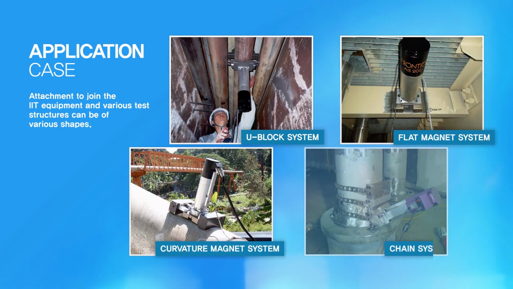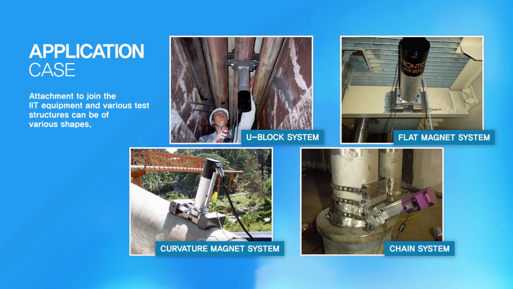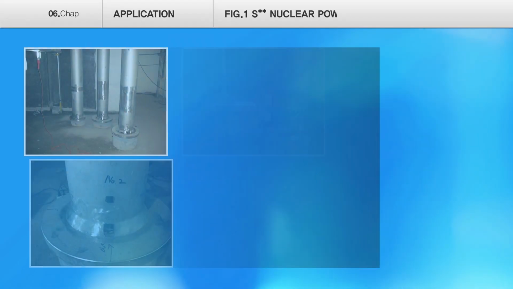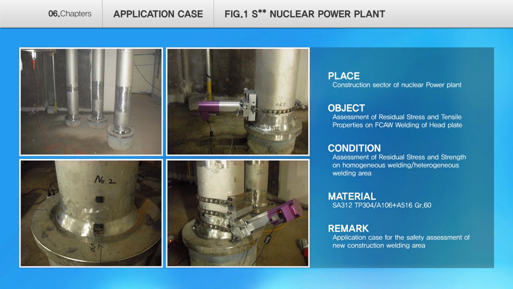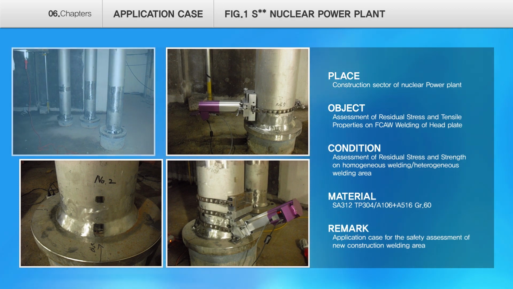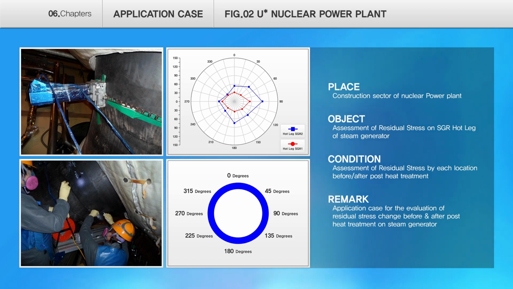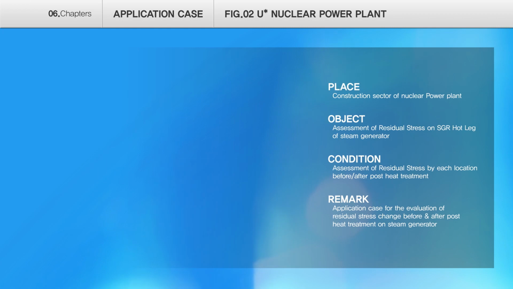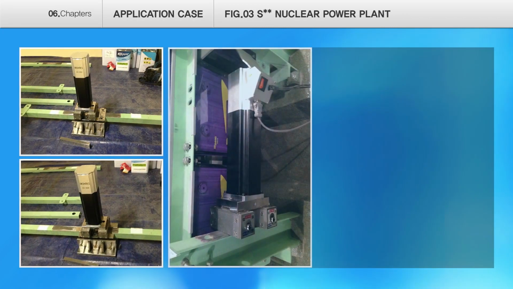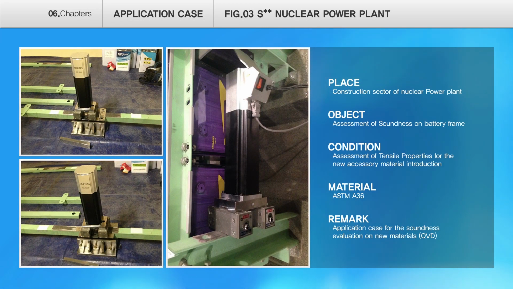You can test many different shapes of objects with proper application of different attachments. The first testing case is for the safety assessment on a welding area. The second testing is for verification of post-heat treatment on SG water piping. The third is the application case for the inspection of incoming accessory material of a structure.